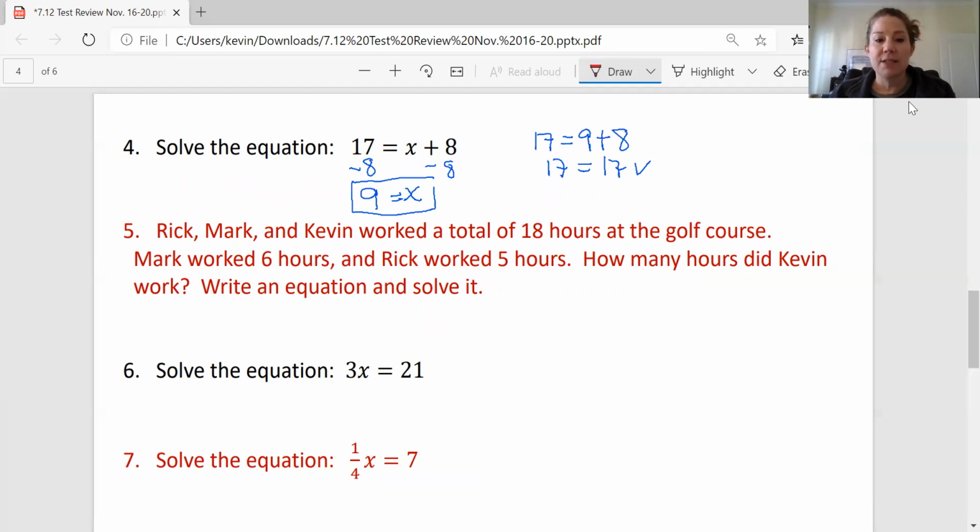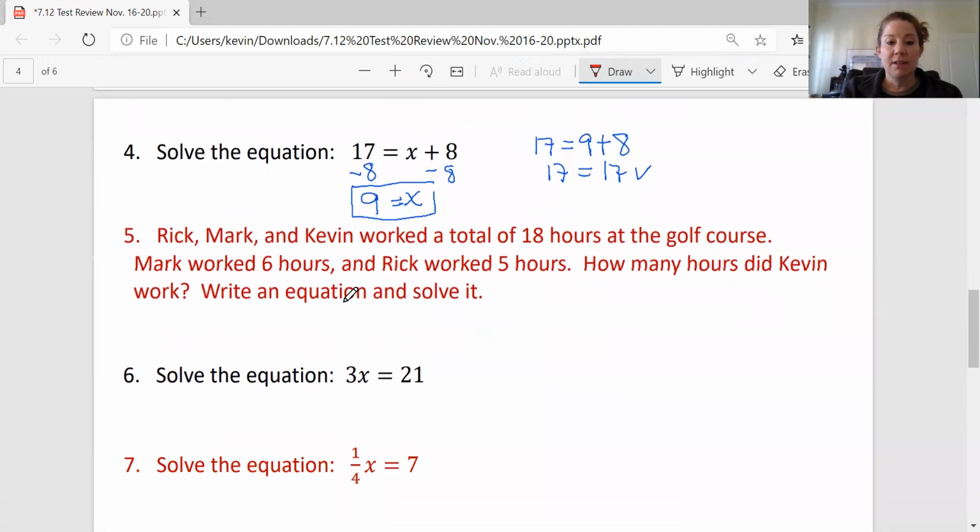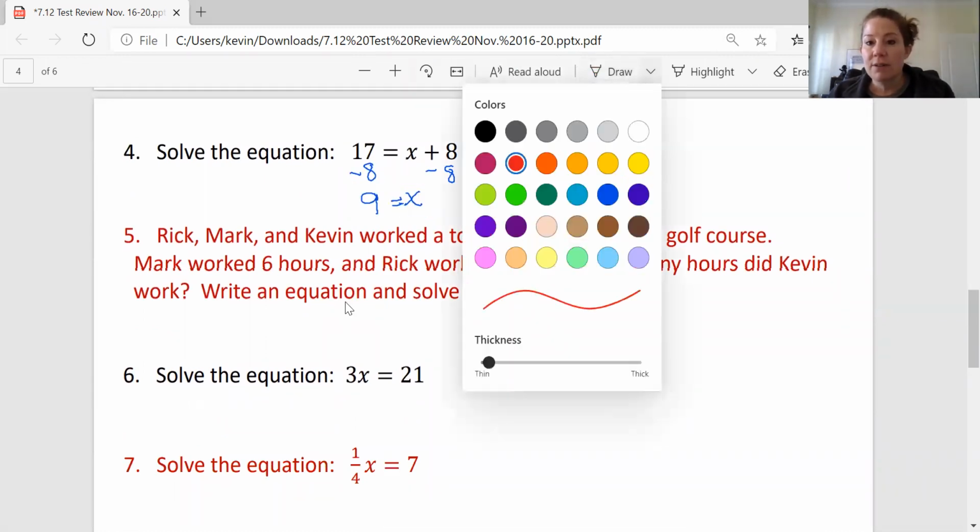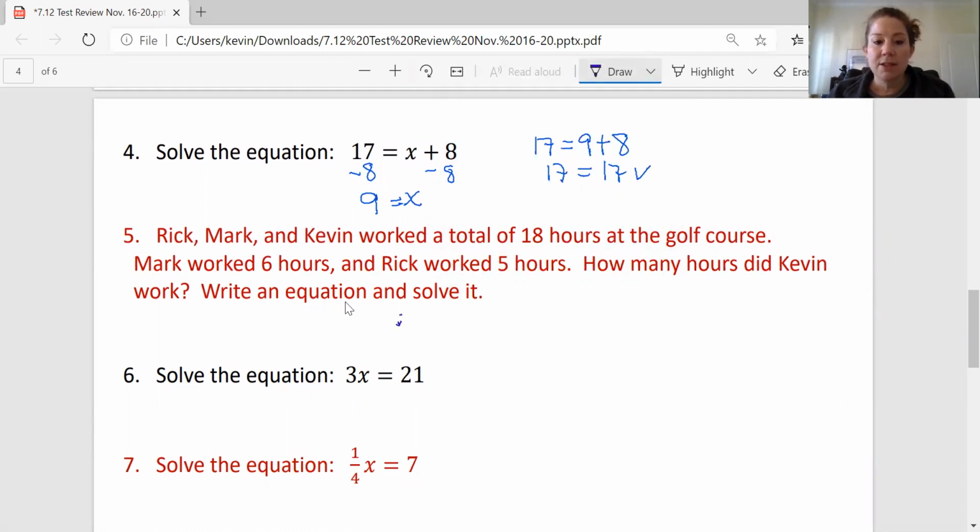Equations have equal signs. Well, my goodness, my pen stopped writing. Why did that happen? It's acting like it's going to draw. Come on. Oh, it started working again. Huh. All right, so sorry about that.